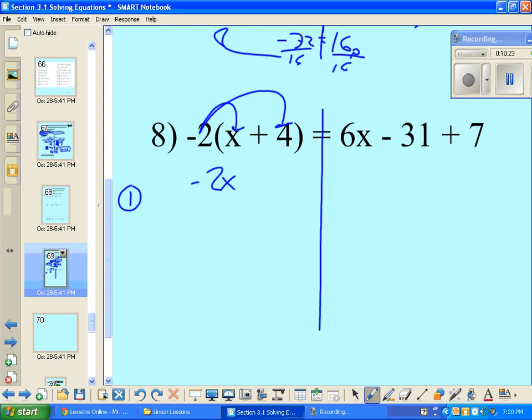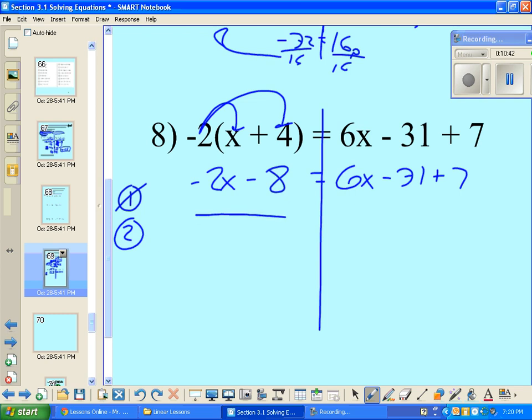-2 times x gives me -2x, and -2 times 4 gives me -8. I haven't done anything with this side yet, so I'm just going to recopy it. But that's what I've got so far. I've distributed. Good, I've taken care of step number 1. That's done. Step number 2, as you remember, is collect like terms.